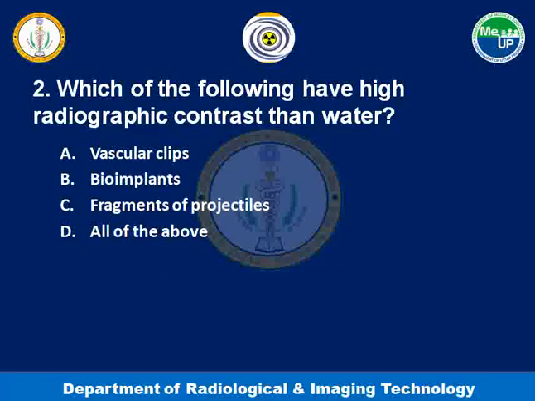Question number 2. Which of the following have high radiographic contrast than water? Option A is vascular clips. Option B is bioimplants. Option C is fragments of projectiles. Option D is all of the above. The correct answer of this question is option D. All of the above.